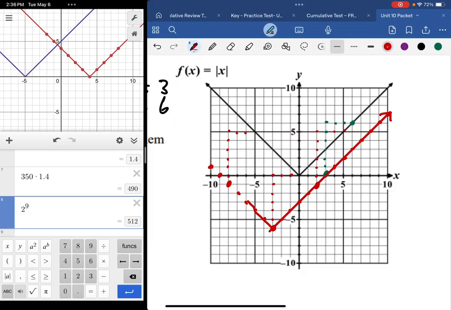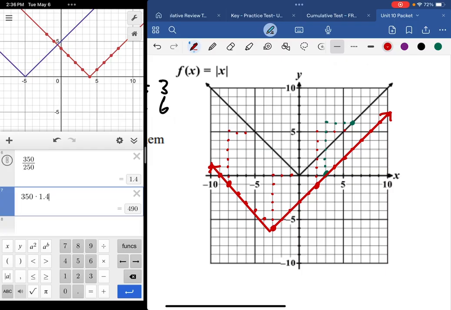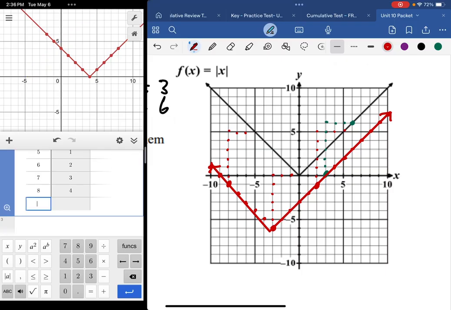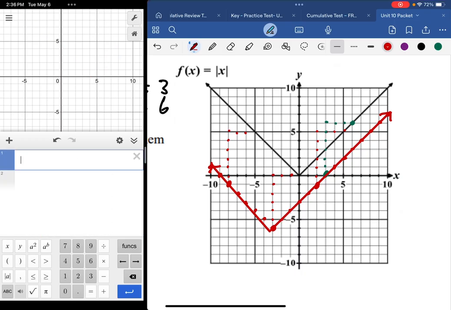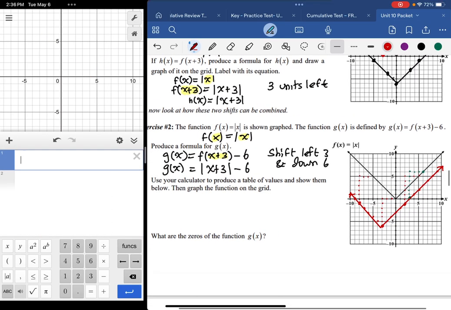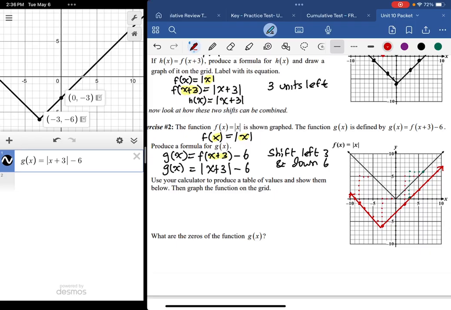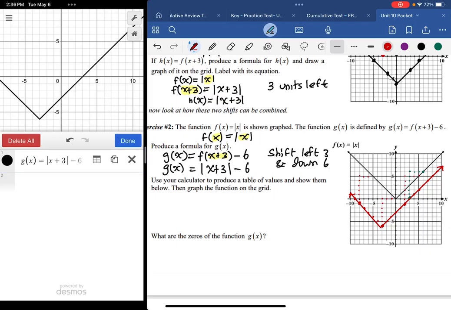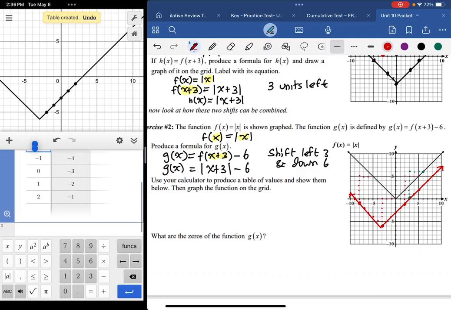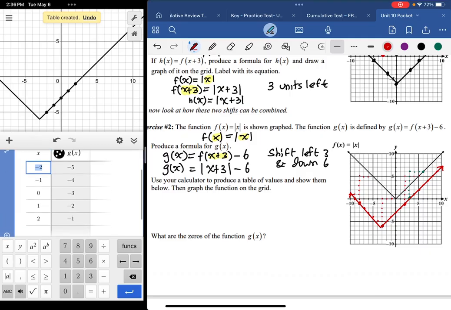And if you have the function, you could always pop it into your calculator and get a table of values. All right, so let me take these things out. What do we call it? G. So g of x equals absolute value of x plus 3, then minus 6. Grab some clean points here, and you could plot those, but you could also hit that little gear and create a table of values, and just keep going until you have enough points.